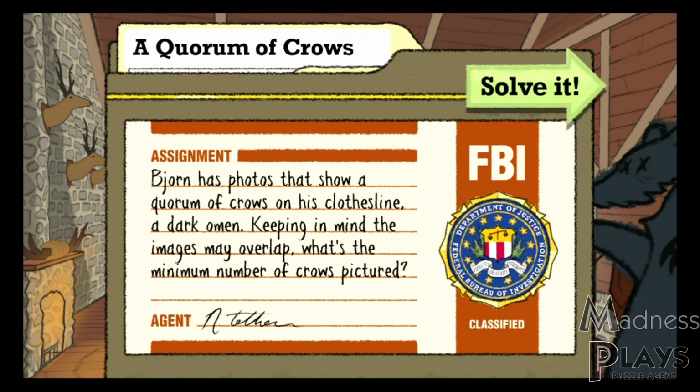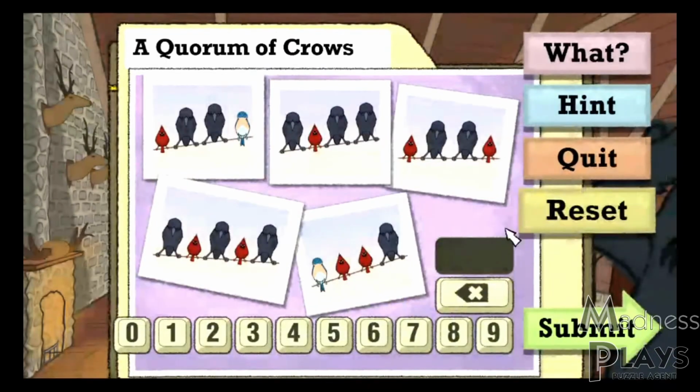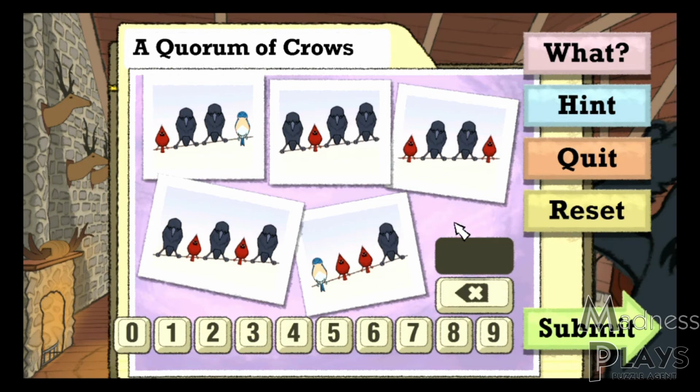Keeping in mind that images may overlap, what's the minimum number of crows pictured? So they can overlap. Can we rearrange them? No, we can't. Okay, so first we have to figure out what the order of things is. So we want to minimize the number of birds. Yes. So that will minimize here to here. That's 1, 2, 3, 4, 5. The same. 6, 7.